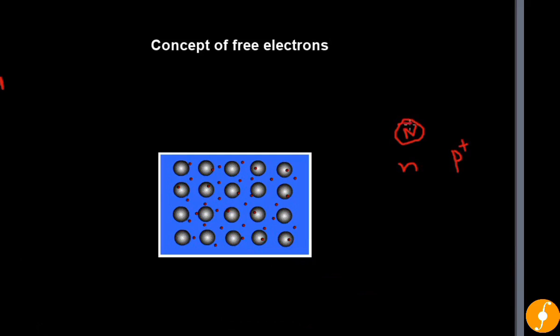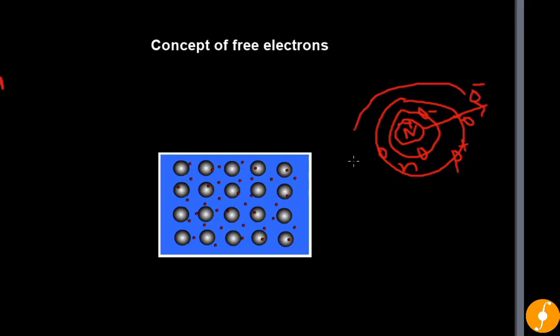Neutrons are neutral, protons have positive charge. So the nucleus will also have positive charge, and electrons revolve around the nucleus in orbits, right? So we can find electrons here, and electrons are negatively charged. When we move from the boundary of the nucleus towards the outermost orbit, as the distance increases, the force of attraction between electrons and the nucleus decreases. So electrons in the outermost orbit are loosely bound with the nucleus.